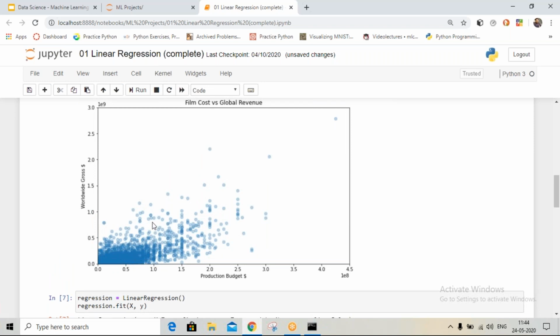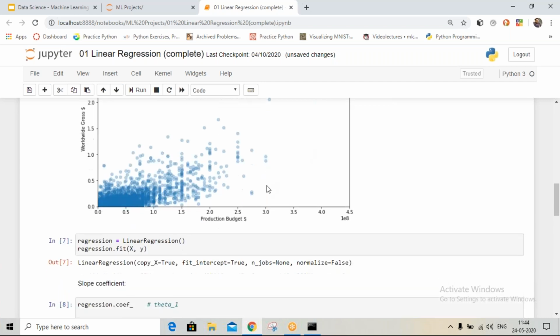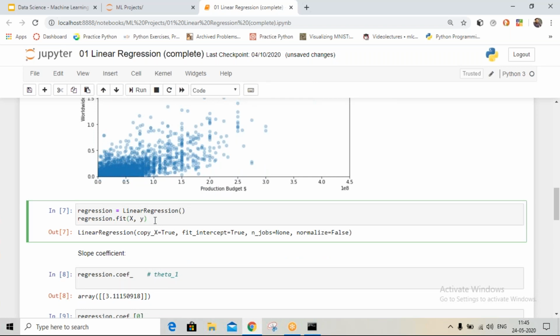But again, what I can see clearly is that they are following a linear relation. If one value is increasing, the other value is increasing, but how linear they are, that's what we want to find. Basically, we want to put a line up here, but how does that line have to be found? With the help of linear regression. To use linear regression, I am creating the object and then fitting my data.